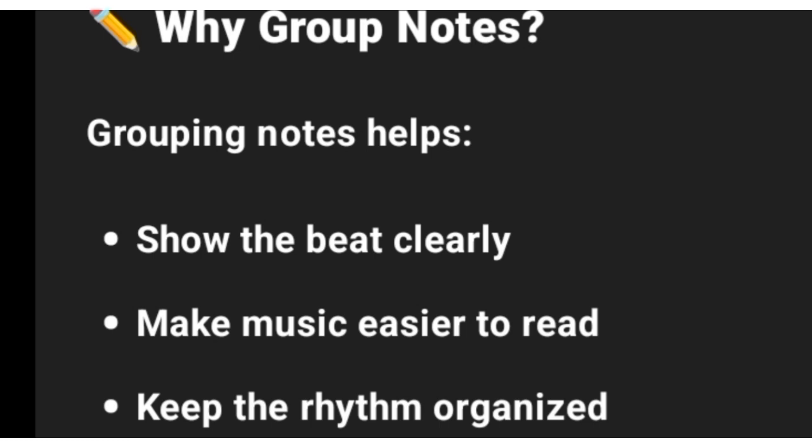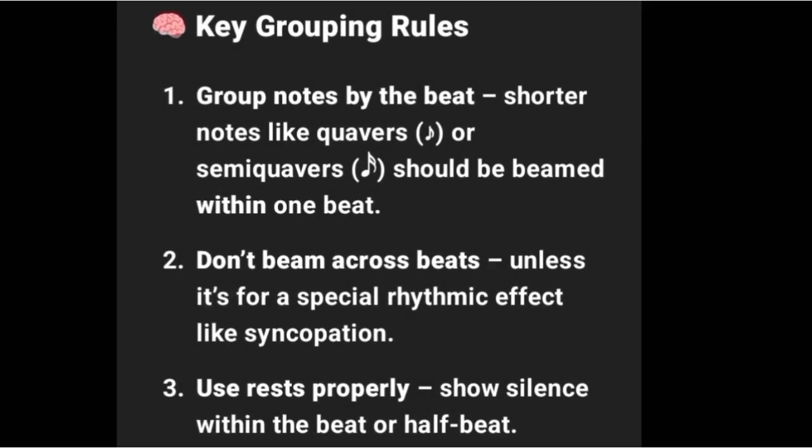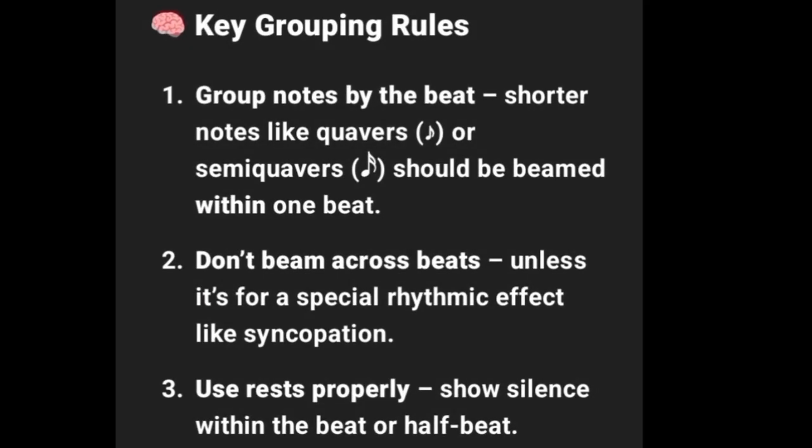Then we have these key grouping rules. When you are grouping musical notes, which are some of the rules as a teacher, as a learner, as a music lover, you are supposed to keep in mind before grouping the musical notes. The first rule is that group notes by the beat. So the beat you have been given there, if it's 4, if it's 3 or 2. Shorter notes like quavers and semiquavers should be beamed within one beat. Don't leave them alone. Beam them so that you can come up with one beat of them.